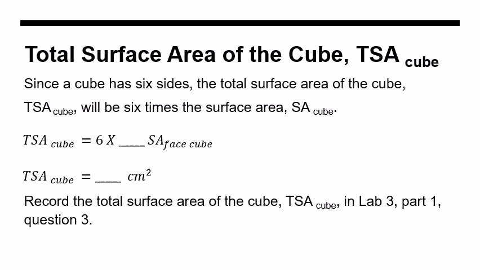Since a cube has 6 sides, the total surface area of the cube will be 6 times the surface area of each face of the cube. The unit for the total surface area of the cube is centimeters squared. Record the total surface area of the cube, TSA of the cube, in Lab 3, Part 1, Question 3.